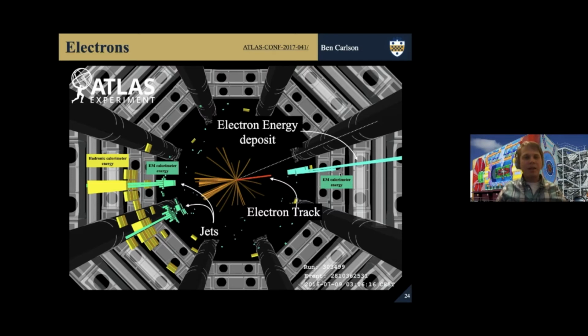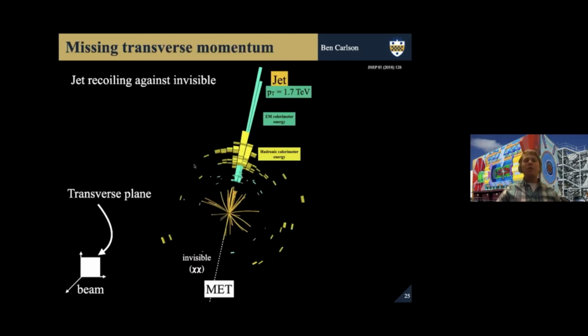So we take these snapshots of the detector, and then we reconstruct or identify different features that we want to use to analyze the data. One thing that's really important for looking for dark matter is to find invisible particles. These don't interact with the detector, so we have to use momentum conservation. What we call this is missing transverse momentum, missing transverse energy, or MET. Essentially, I'll use those terms interchangeably.